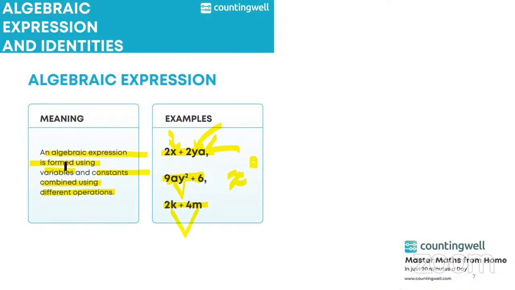So whenever we are combining variables and constants using different operations like addition, you can see in each term there is a hidden multiplication or product. So whenever we say 2x, it is 2 into x. Whenever we say 2ya, we say 2 into y into a. Whenever we say 9ay square, we have 9 into a into y square, and so on.